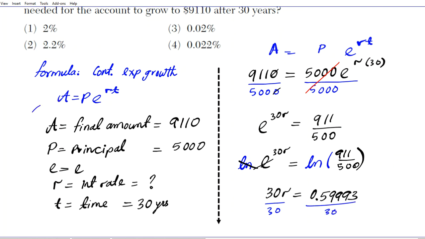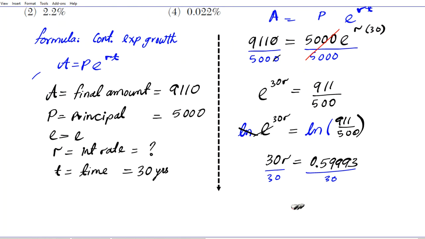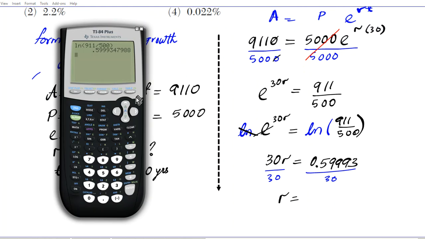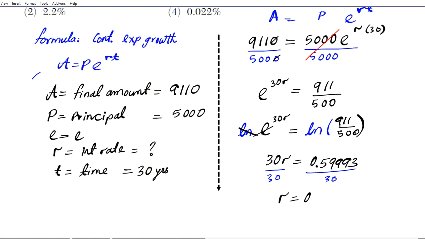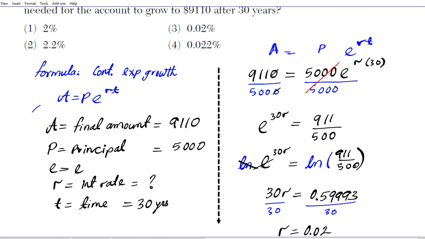And then what do we get? We get r equals, so let's just do that in the calculator. So just press divide by 30. And then we have 0.0199999. So basically 0.02. So approximately 0.02. So is our answer option 3? The answer is no. That's a trap, okay?